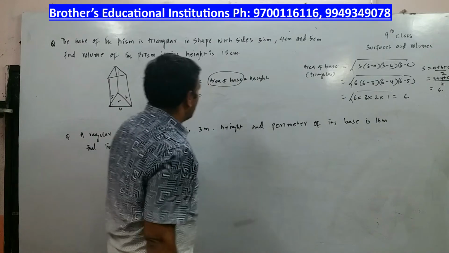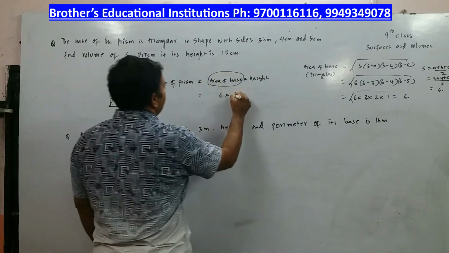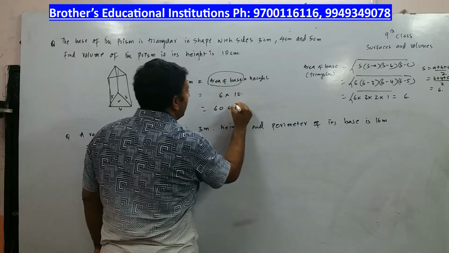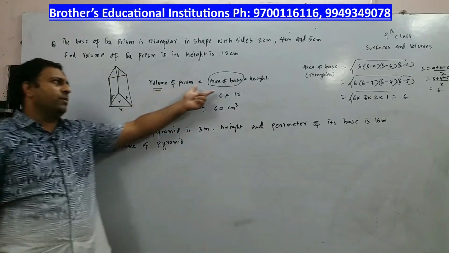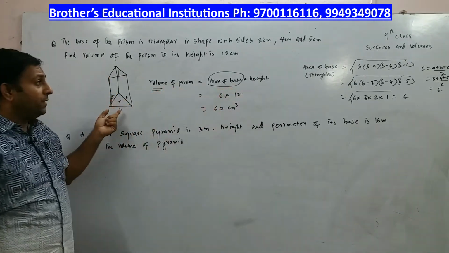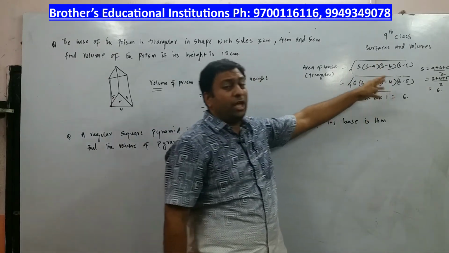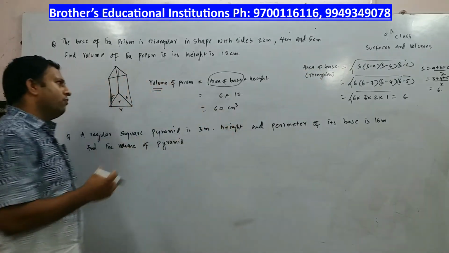So now you got the area of the base as 6. Into what is the height we have? 10. So 6 tens are 60 centimeter cube. You are dealing with volume, my dear. So volume of the prism is area of the base into height. Because the base is triangular, I have to calculate the area of a triangle using Heron's formula. I think you all know Heron's formula, and that's how you get the volume of the prism.